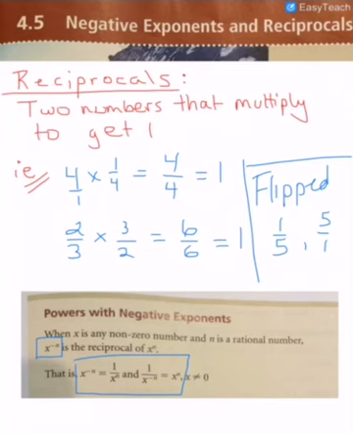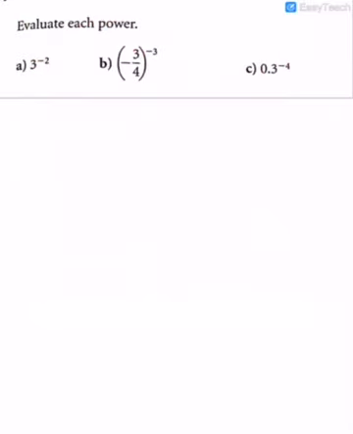Also, if you have a negative on the bottom, like in this second part, then it just becomes x to the power of n. So if you have a negative on the bottom, it flips it up as well. So again, a negative exponent flips your base. Let's try some. Here's the first one. We're evaluating each of these.